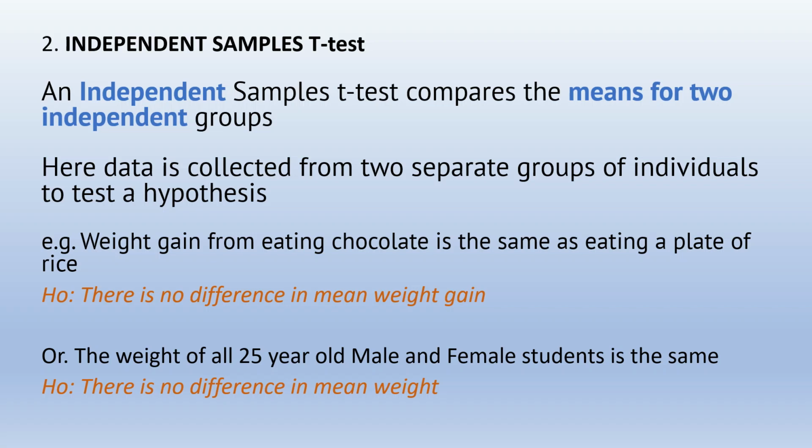We use an independent sample t-test to see if the mean, or the average weight, of these groups, the male and the female, is statistically different from each other. If it is not different, then we say there's no difference. If the difference is there but it's not statistically significant, then we conclude that it is the same.